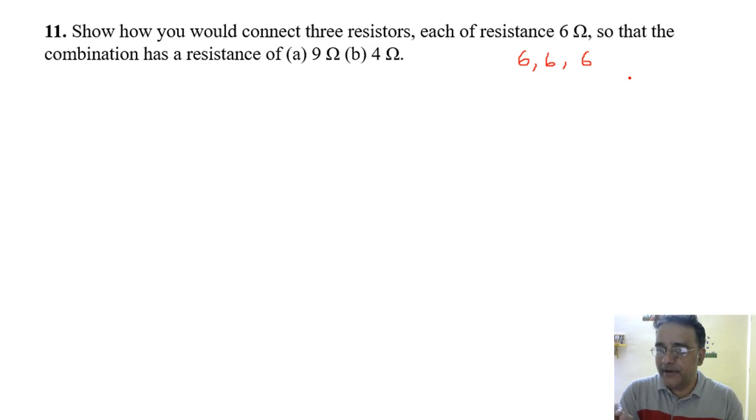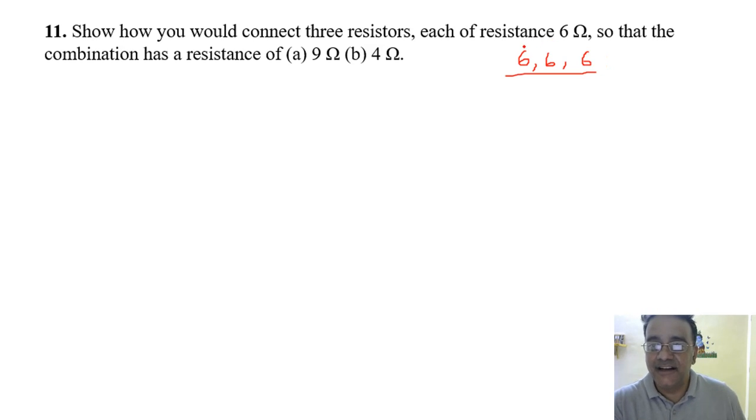If we connect all three in parallel, we will get a value smaller than 6. Right? So it indicates that all 3 are not connected in parallel. But all 3 are not connected in series also, because if we add all three in series we get 18: 6 plus 6 plus 6. So that means they are neither all in parallel nor all in series.